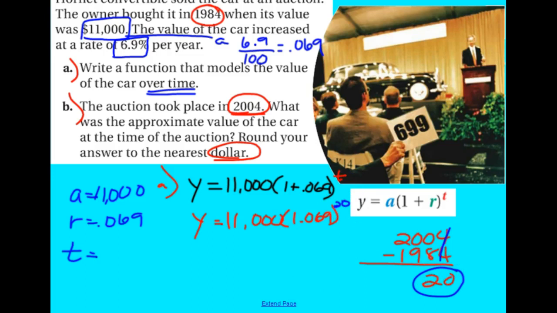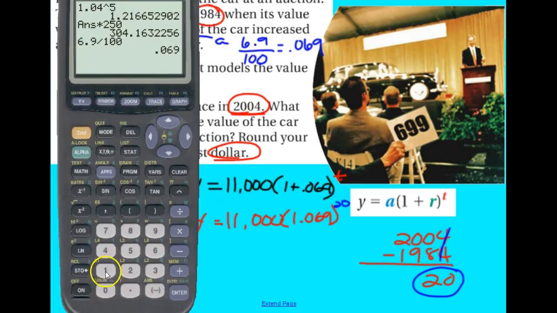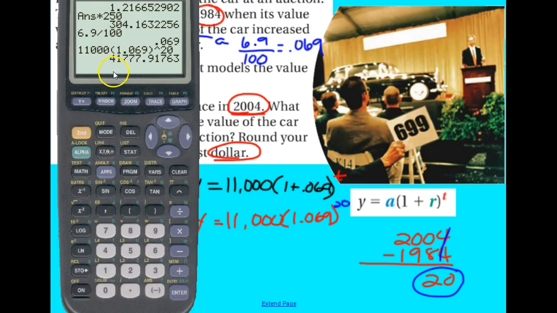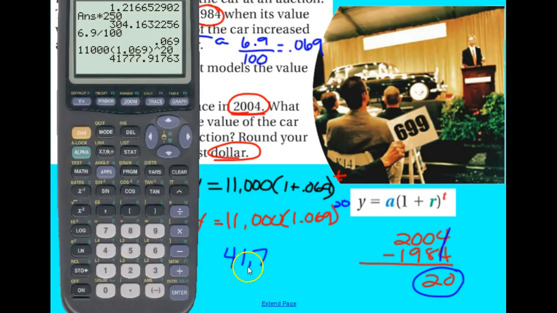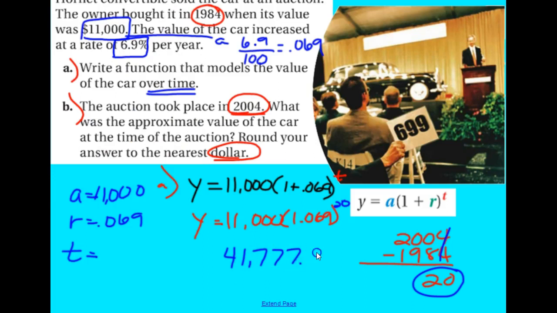So we could just plug this whole thing into our calculator. 11,000, and then in parentheses we have 1.069 to the power of 20. Should be 41,777.9. But it said round to the nearest dollar, so I'm going to round that up to $41,778.